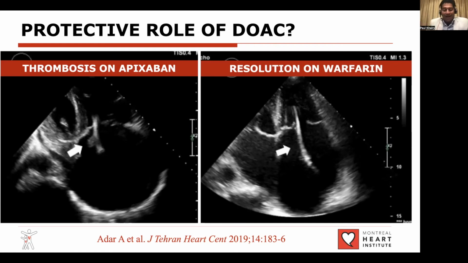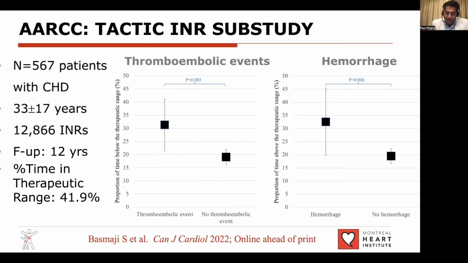But of course, warfarin has its own issues. This is a study that is now online ahead of print. We conducted this multi-center study looking at 567 patients with congenital heart disease on vitamin K antagonists. We looked at 12,866 INRs during a follow-up of 12 years. And quite surprisingly, the proportion of time that our patients spend in the therapeutic range is a meager 42%. So 58% of the time, our patients are not in the therapeutic range. And this certainly has repercussions regarding thromboembolic and bleeding complications.